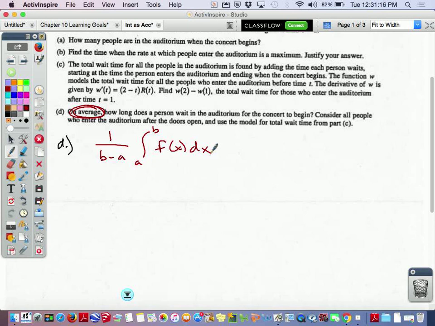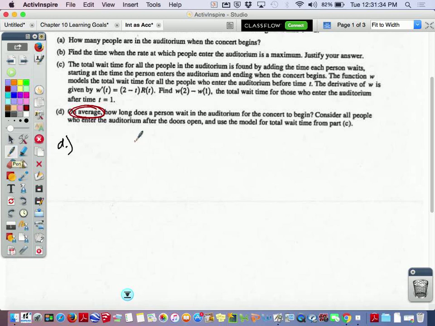So actually, I take that back. We're not going to apply this. This is not that kind of average. So this is actually the average wait time per person. So we're actually measuring two different things. Sorry about that.